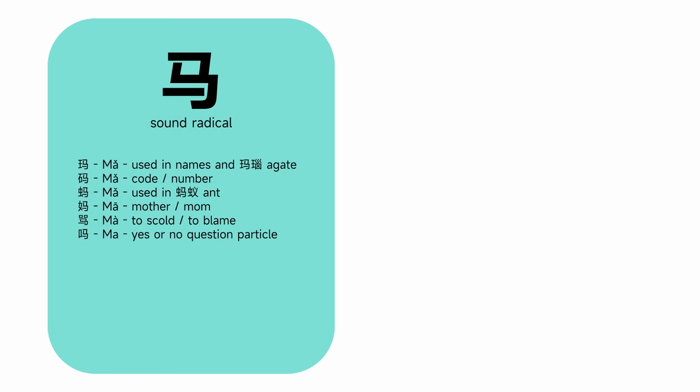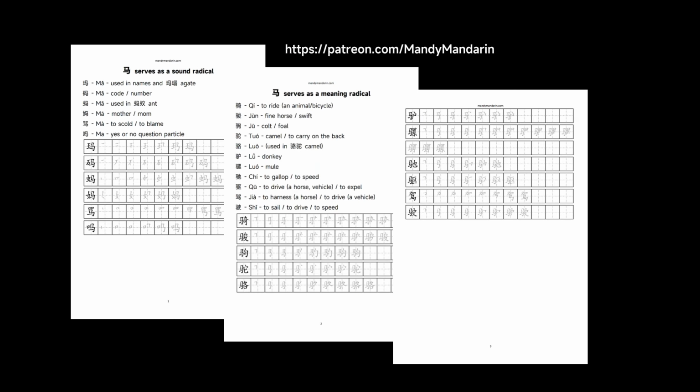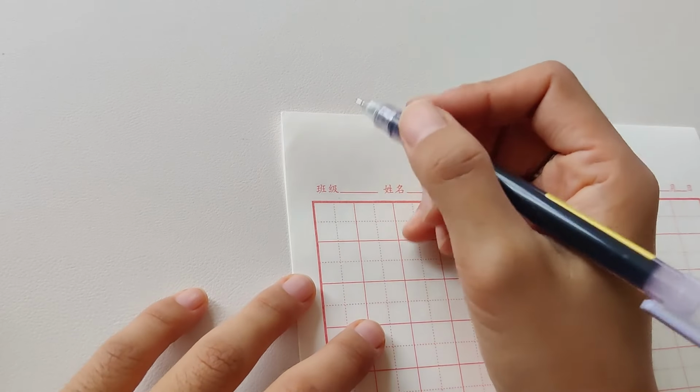Here is a list of the common Hanzi with the ma. So you can see on the left side, these are the Hanzi with ma serving as a sound radical. And on the right part, these are the Hanzi with the ma serving as a meaning radical. If you're interested in learning all these Hanzi with the horse radical, you can download the practice sheet from my Patreon. I showed you all the words that come with the ma.